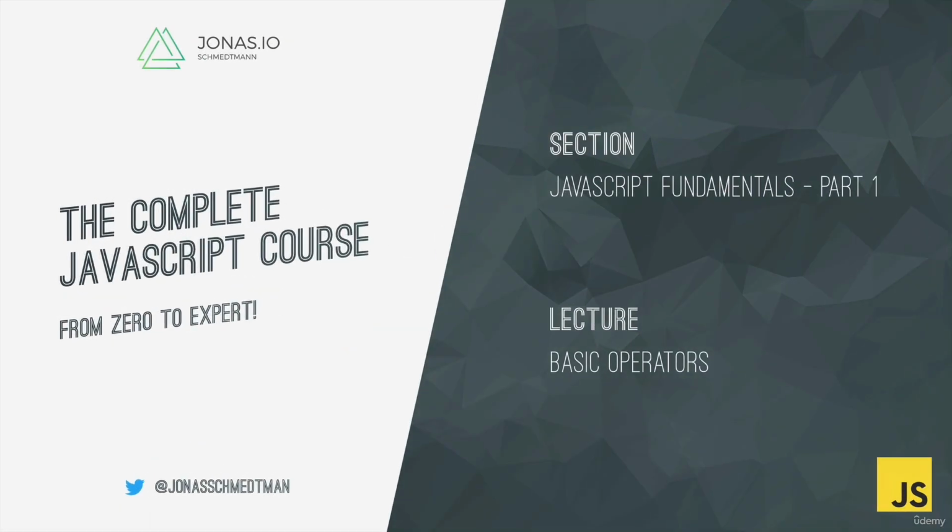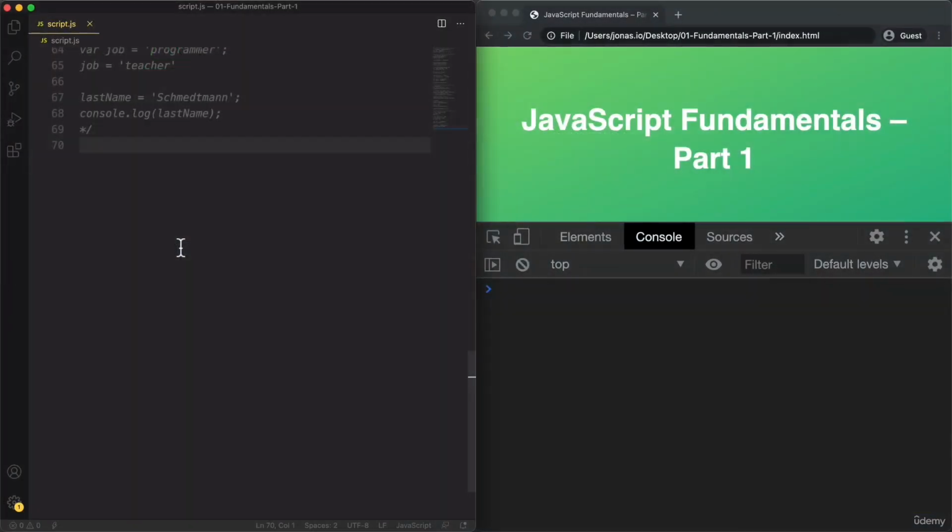Let's now learn some more JavaScript fundamentals. And in this video in particular, let's learn about some basic operators. Let's start by defining what an operator actually is. So an operator basically allows us to transform values or combine multiple values, and really do all kinds of work with values.